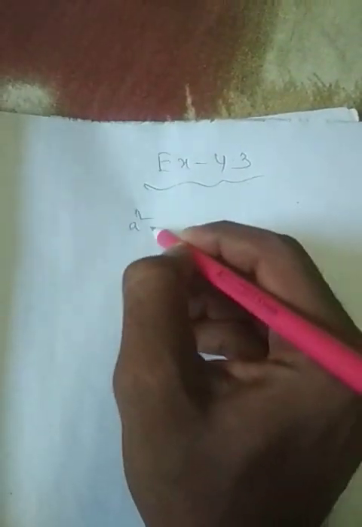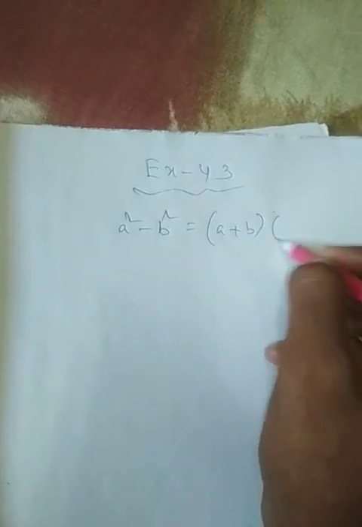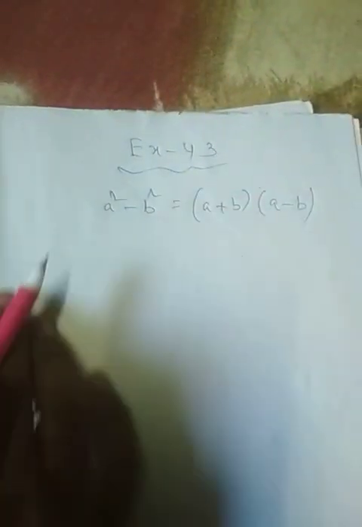Today I am going to solve some factorization from exercise 4.3 that is fully related to the formula a square minus b square equal to a plus b into a minus b. Let's check.